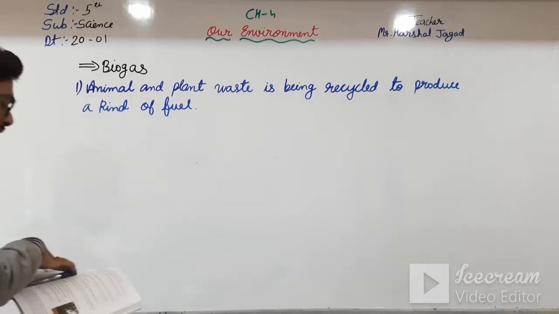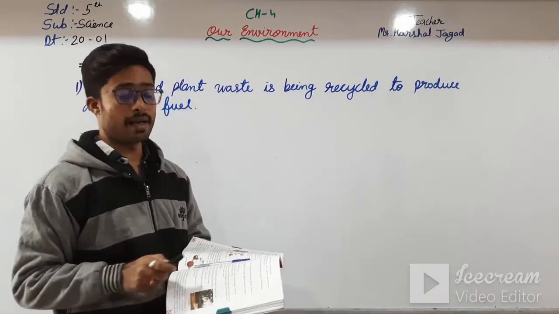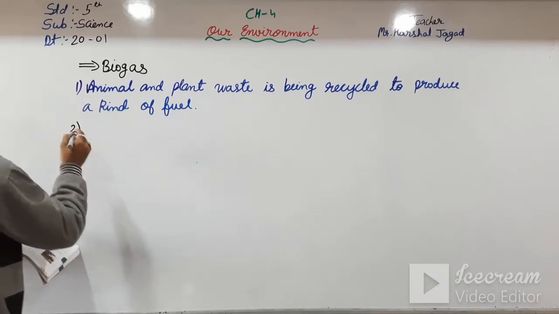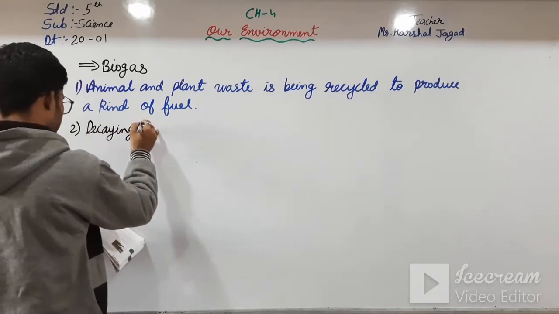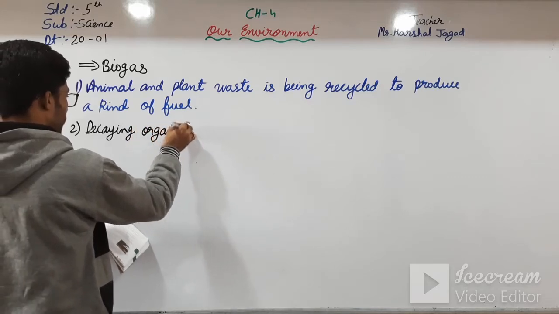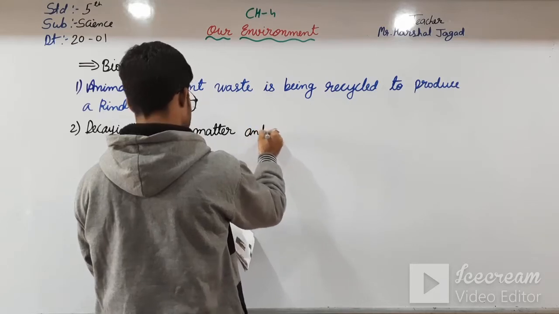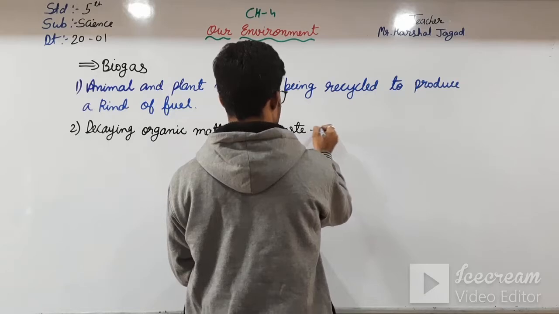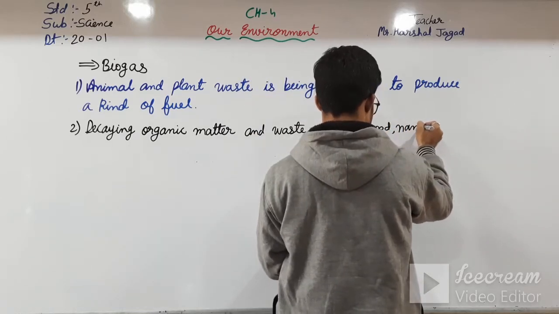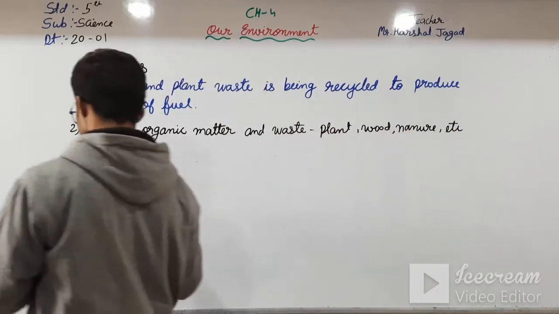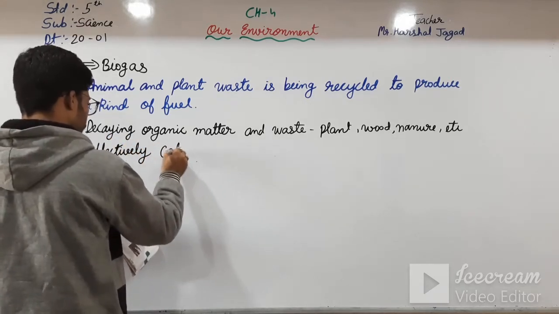Second one, that is decaying organic matter and waste, plant, wood, straw, manure, household waste, collectively called biomass. So second, what is biomass? It can be asked, then we can say decaying organic matter and waste like plant, wood, manure, etc. collectively called biomass.